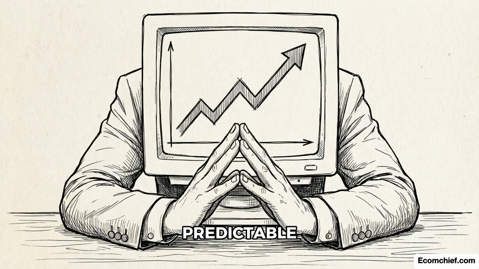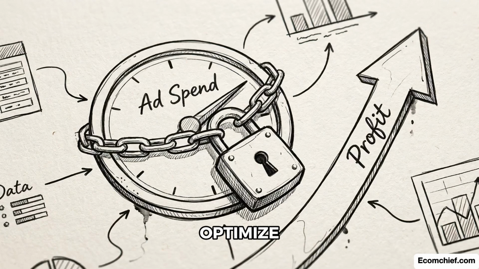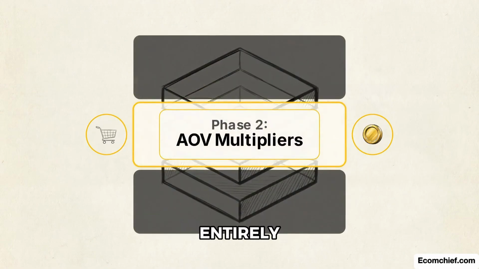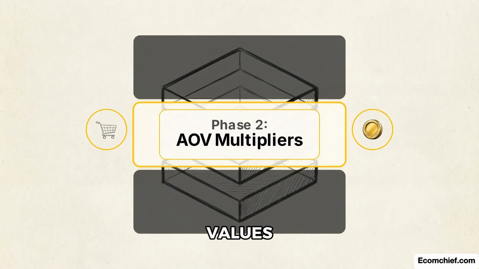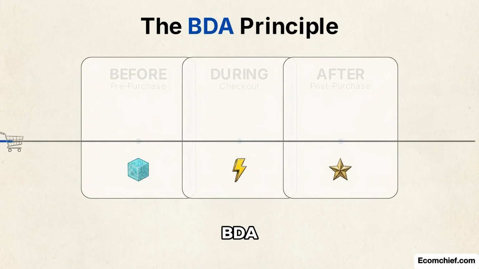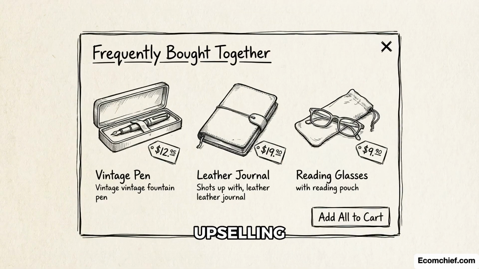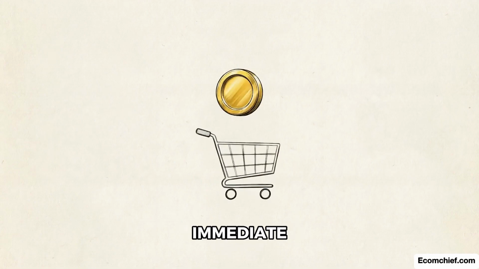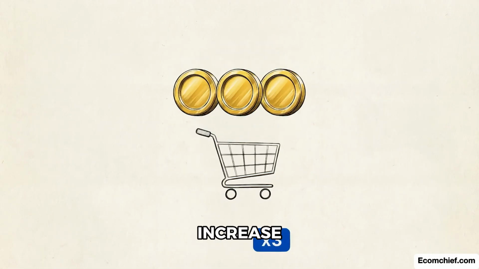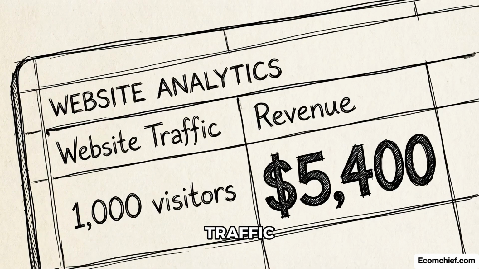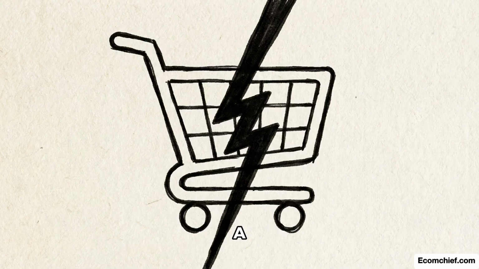Phase 2 shifts to the scaling operator. You have stable, predictable traffic coming in, but you need to optimize your profit margins without increasing your daily ad spend. We update the blueprint to the middle tier. This phase focuses entirely on tools that multiply your order values. The primary mechanic here is the BDA principle, anticipating what the customer will purchase before, during, and after their main transaction, and using algorithmic upselling apps to offer it. By capitalizing on immediate buyer intent, you radically increase the average order value, or AOV, extracting more revenue from the exact same web traffic.